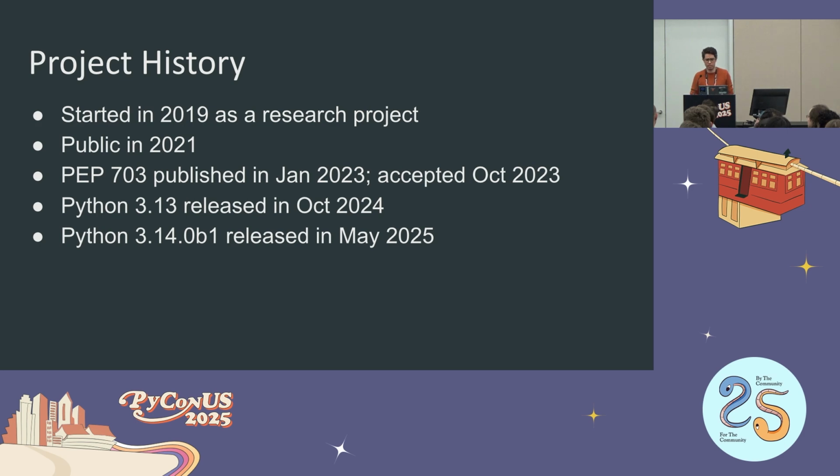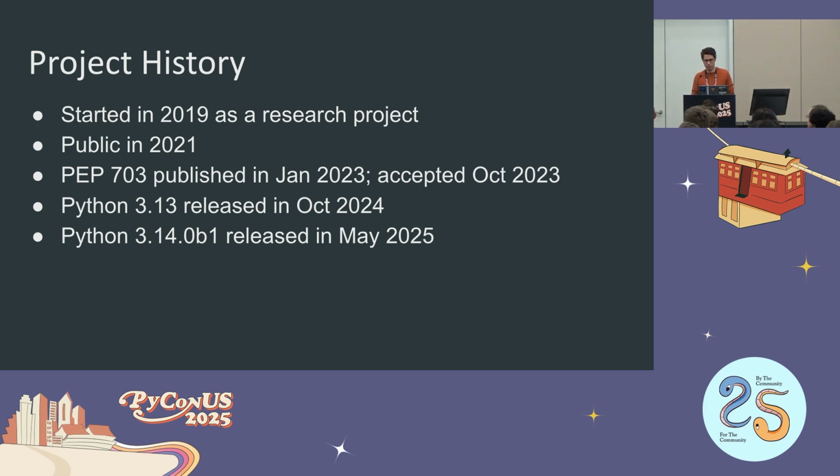I started working on this in 2019. At that point, it was basically a research project. It came out of frustration I had from working on PyTorch and the time that I spent and my coworkers spent working around the global interpreter lock, both in PyTorch and other machine learning research projects. The first public release of the no-GIL effort was in 2021.